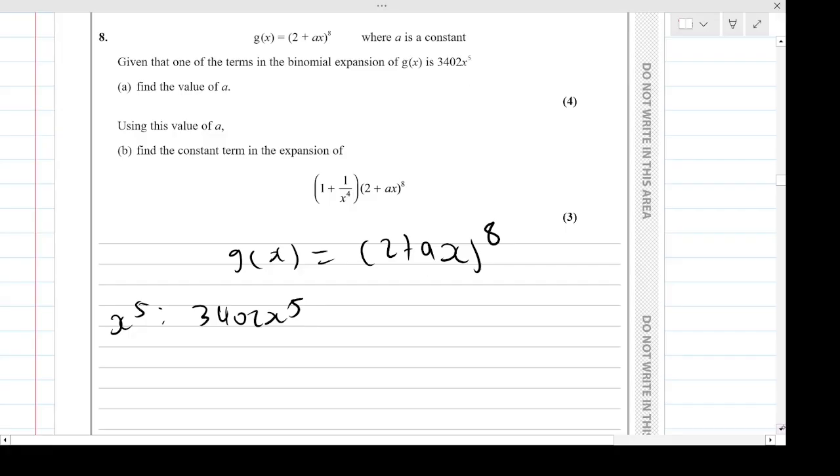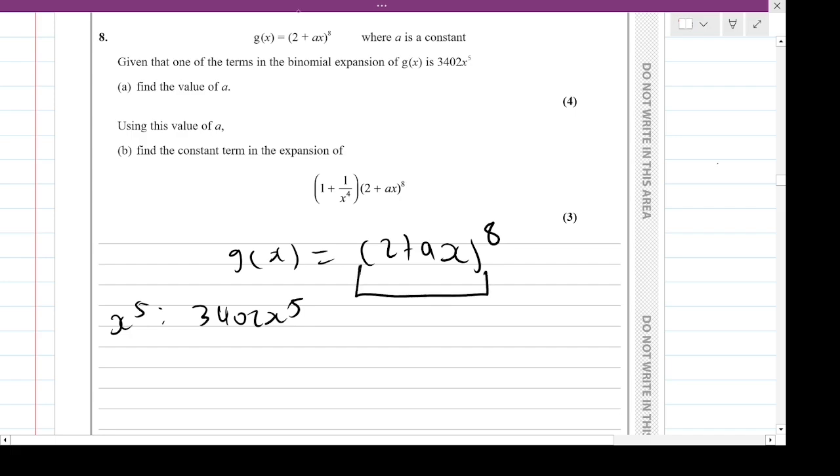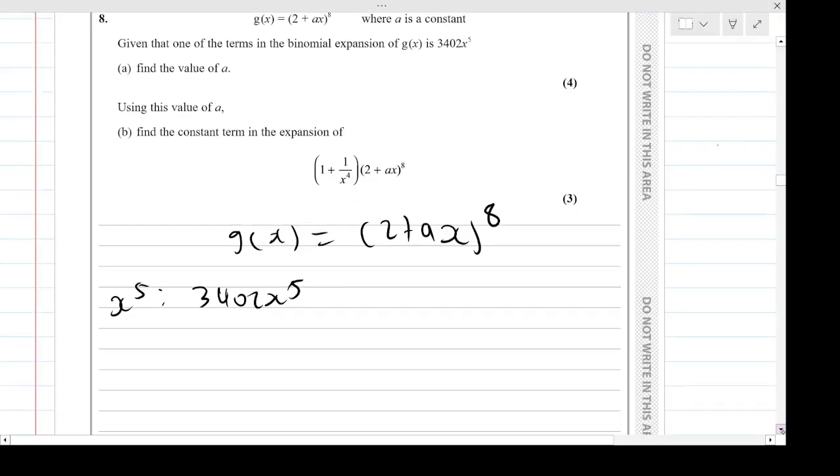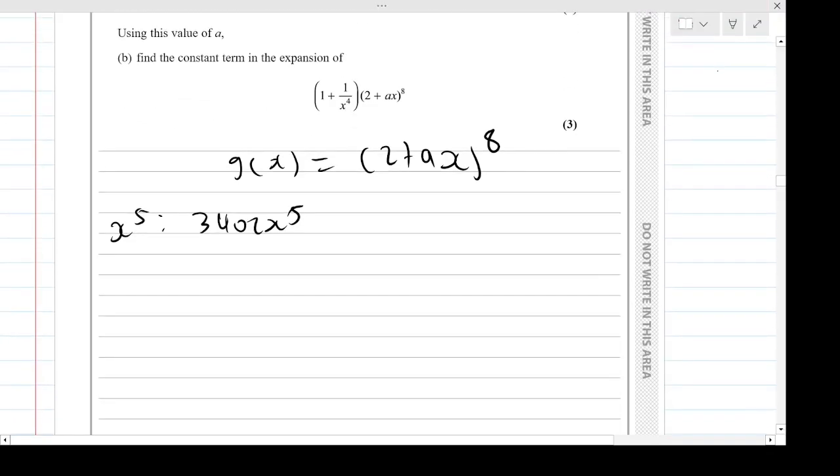So what we're not going to do is two things. We're firstly not just going to manually expand the brackets 8 times. But also, we're not going to do the binomial expansion all the way through either. What we're going to do is be quite selective and only work out one particular term, in particular the x^5 term.